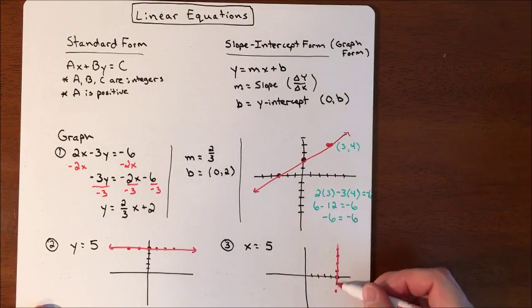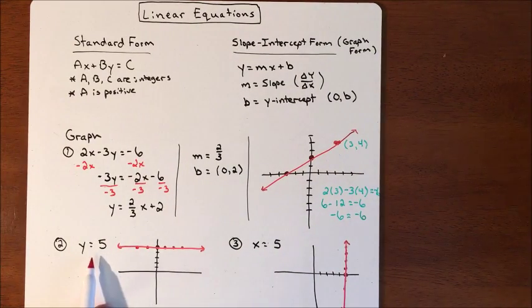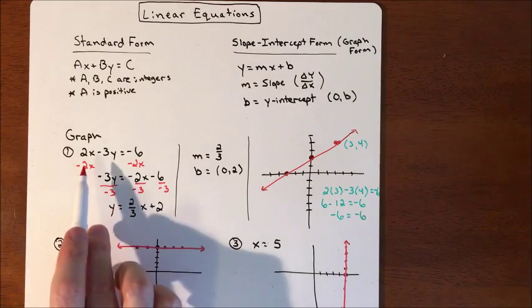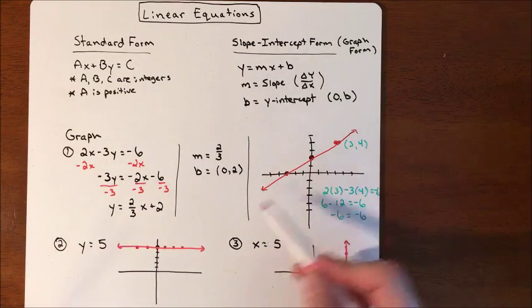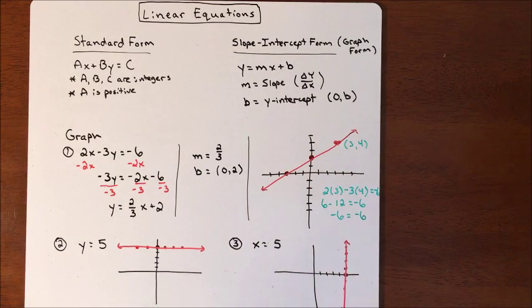So every time you just have an x equals something, it's a vertical line. Every time you have a y equals something, it's a horizontal line. And every time you have an x and a y mixed, you're going to have an angle of some kind. This one was a positive slope, but you could also have a negative slope.